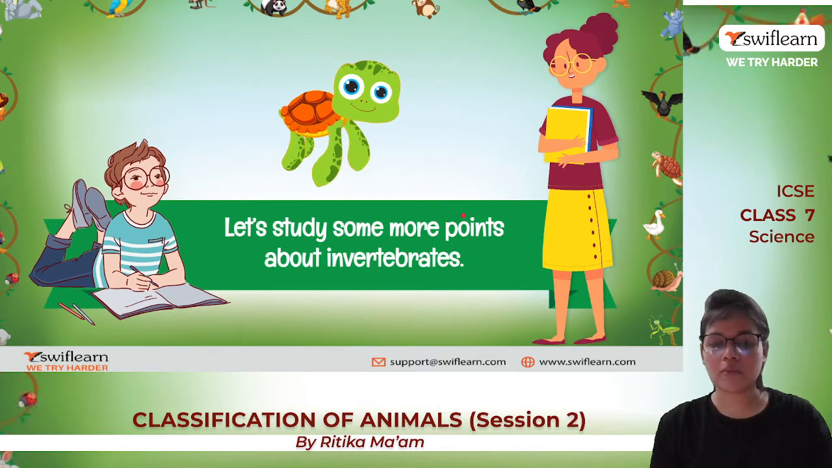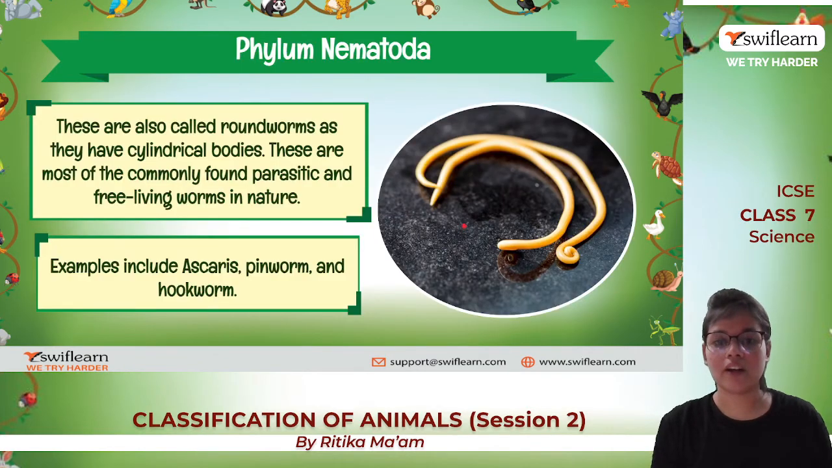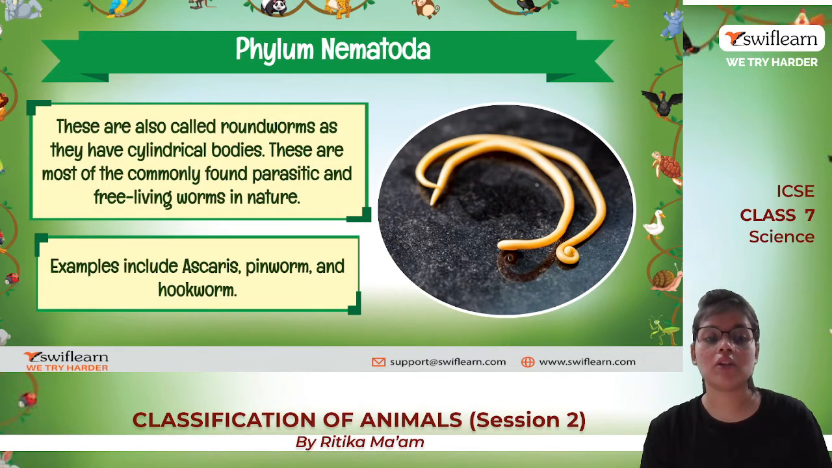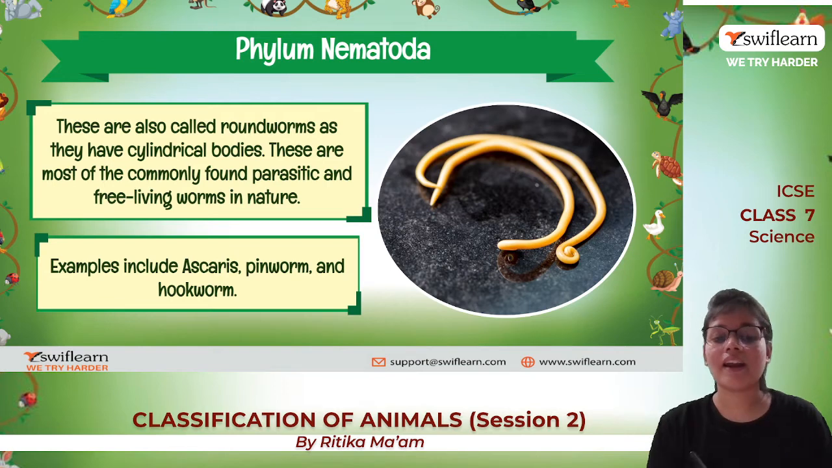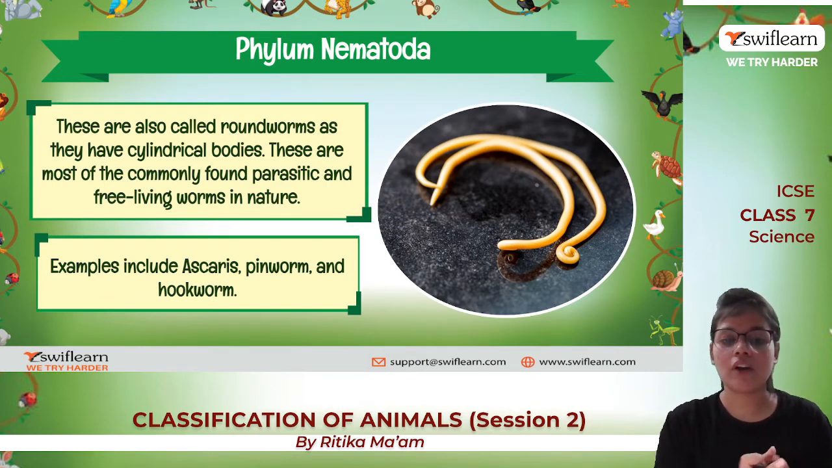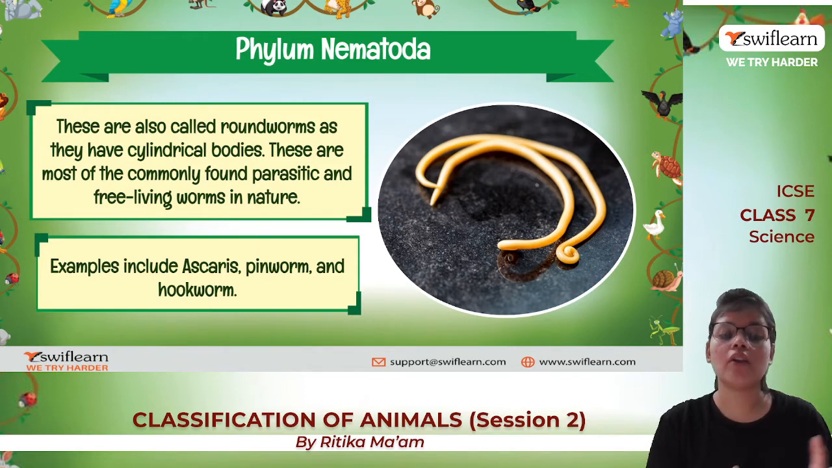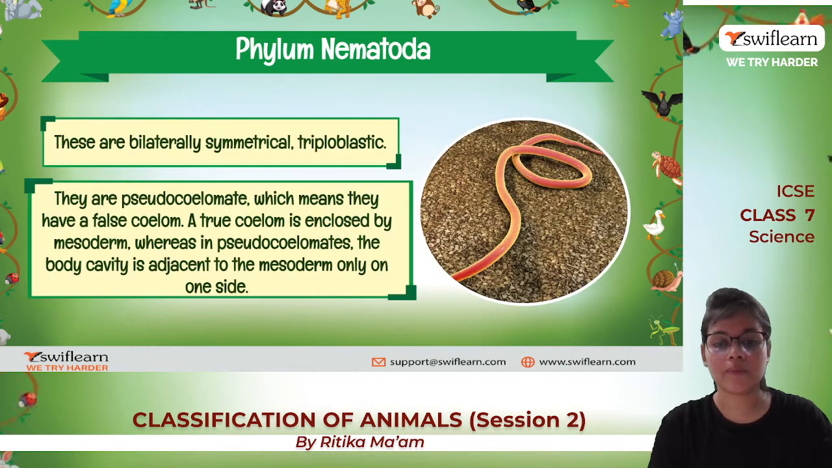Now let us study some of the points about invertebrates. Talking about phylum Nematoda, they are also known as roundworms. Why? Because they have a cylindrical body, and they are mostly found as parasitic or free living worms in nature. Examples are Ascaris, pinworm and hookworm. So these are some of the examples of phylum Nematoda.